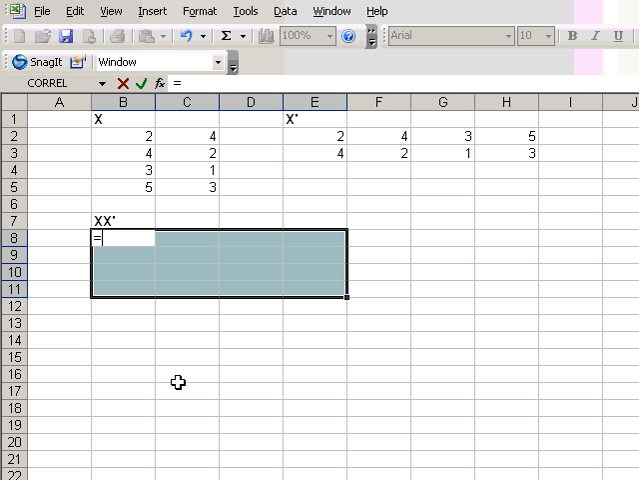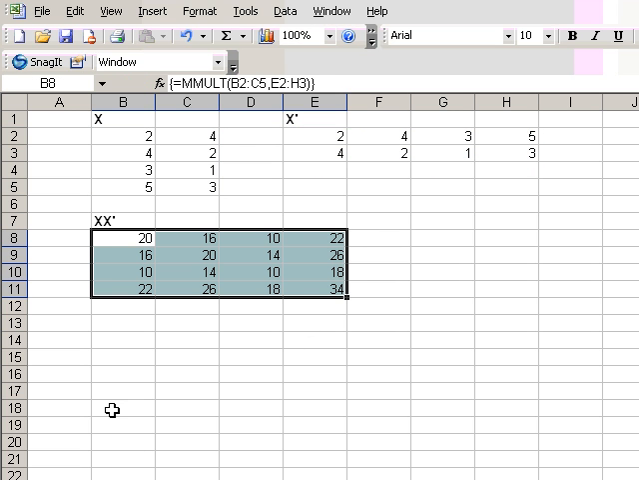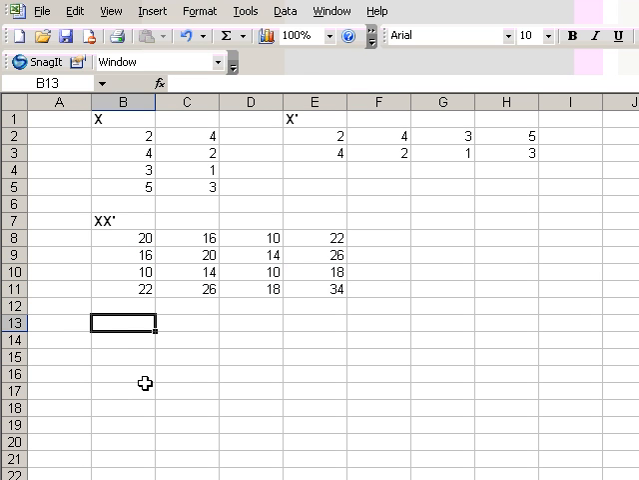If I now use the function equal mmult, which means multiply matrices, I can take the first matrix, then a comma, and the second matrix. And when I hold down Control and Shift and hit Enter, this is the result of matrix multiplication for X X prime. There's also another and more important matrix multiplication for multiple regression, which is multiplication of X prime X.